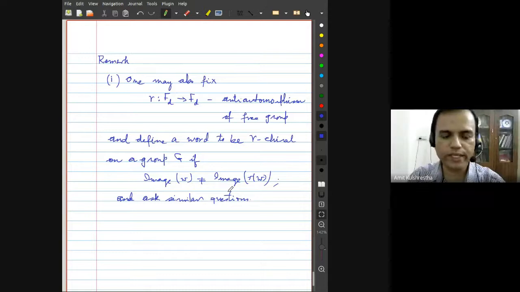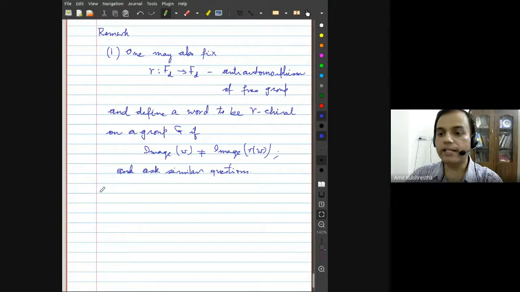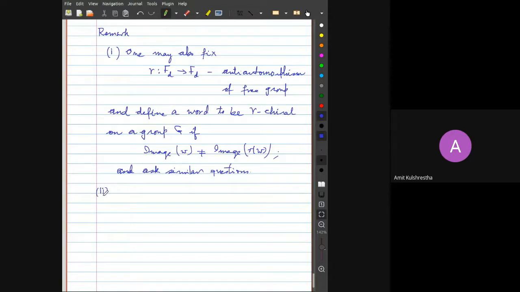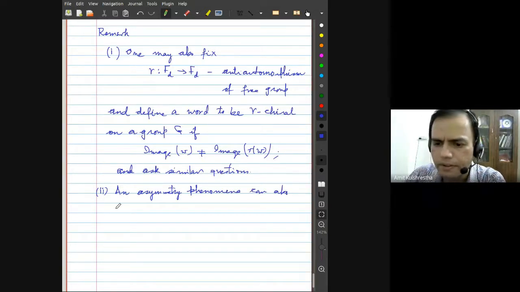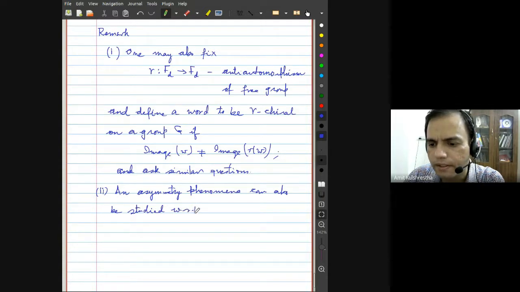And you can try to find out asymmetry at other levels also, which is at the level of fibers of word images. And that is somewhat not very well studied. But there are lots of open problems, and asymmetry phenomena can also be studied with respect to fibers, and I'll explain what those are. Fibers as follows.